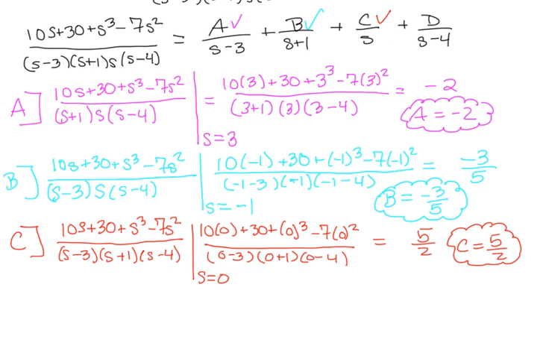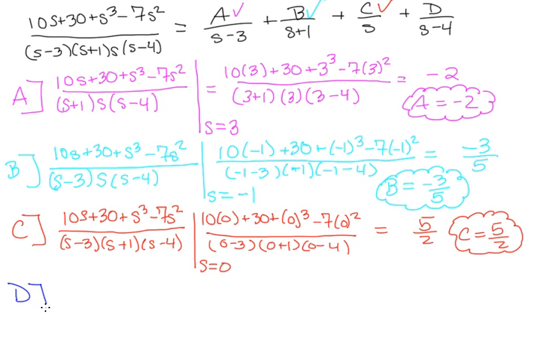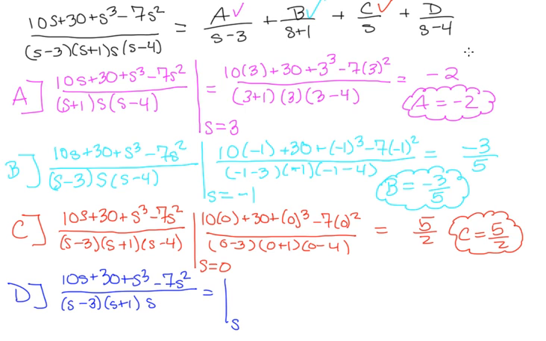And last but not least, we're going to solve for D. So D is, we're going to do 10s plus 30. Write this all out again. Okay, so for D, we're going to cover up s minus 4 in the denominator. So remember we're just covering up s minus 4. So this is going to be s minus 3, s plus 1 times s.